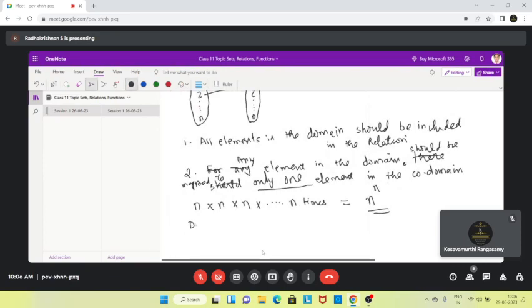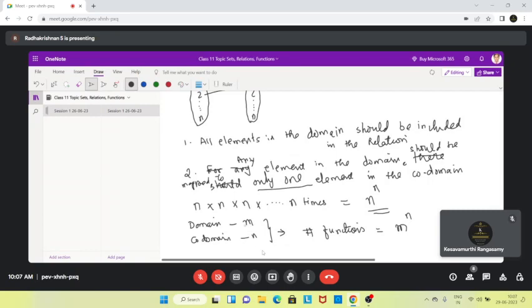Suppose the domain has got m elements, and the codomain has got n elements. Then what is the number of functions?